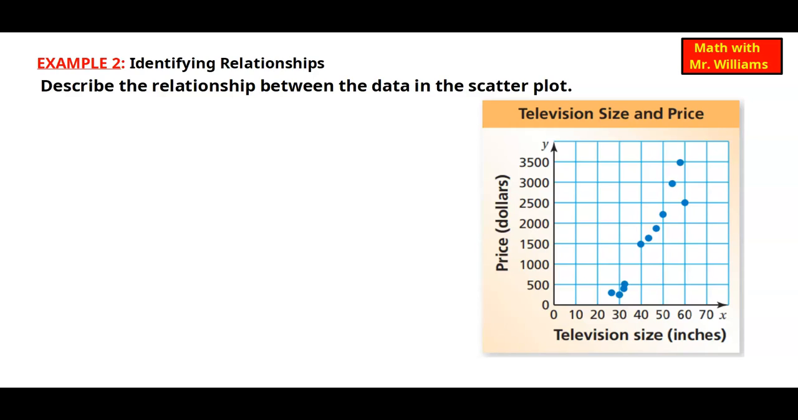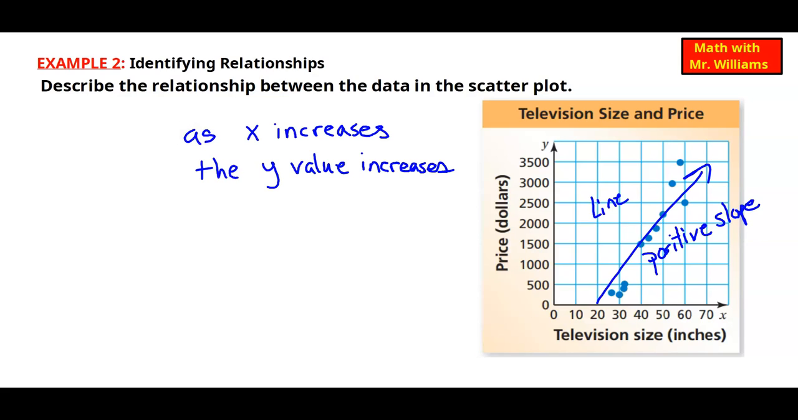Math with Mr. Williams, example 2, identifying relationships. Describe the relationship between the data in the scatter plot. So here we have television size compared to the price. As we look at the dots on the graph, we can see they appear to be making a line with a positive slope. So as x increases, the y value increases. This shows a positive linear relationship.